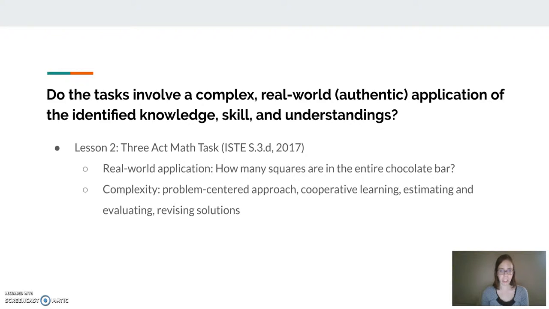Also cooperative learning, because I had them working with partners. So they had to estimate what they thought it was, revise, use more information as they got more clues. So all of that was very real world application for them.